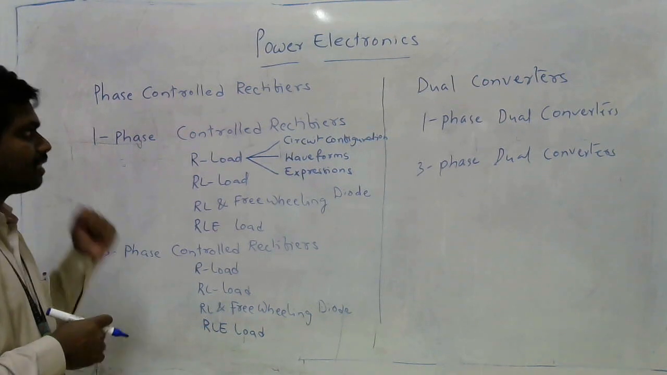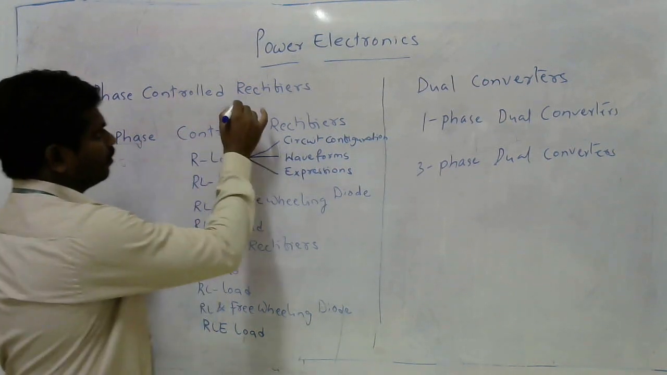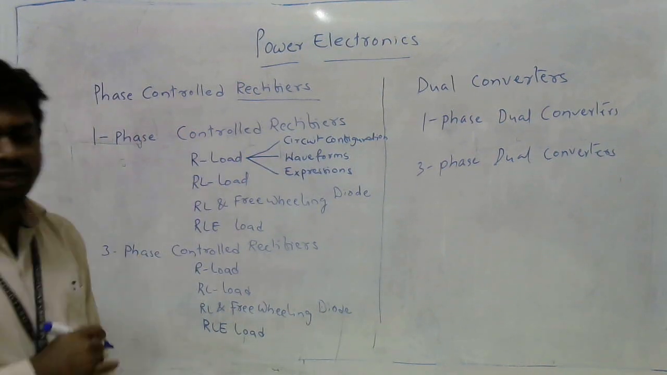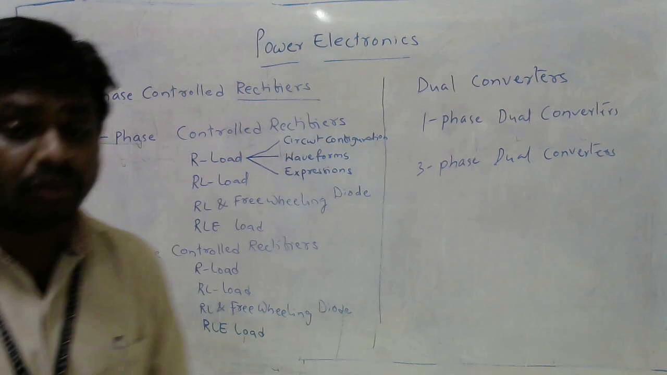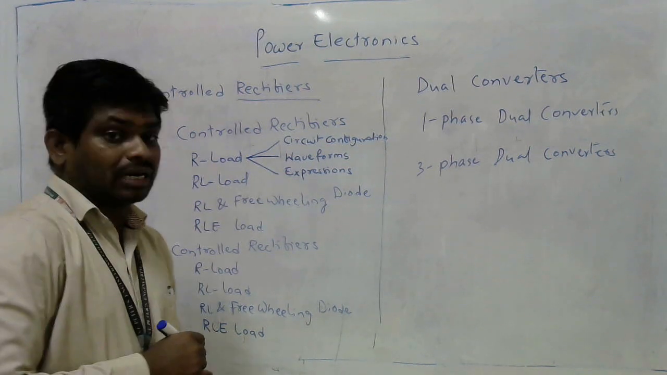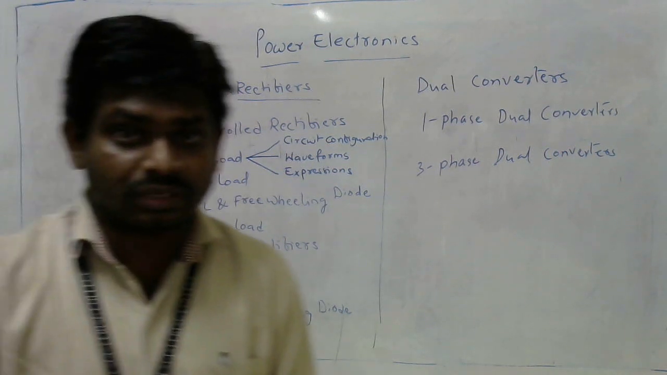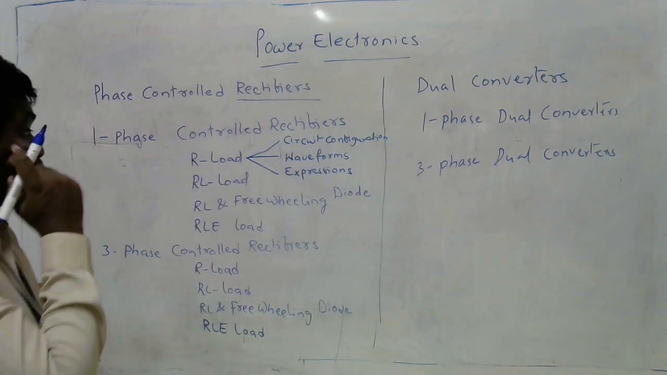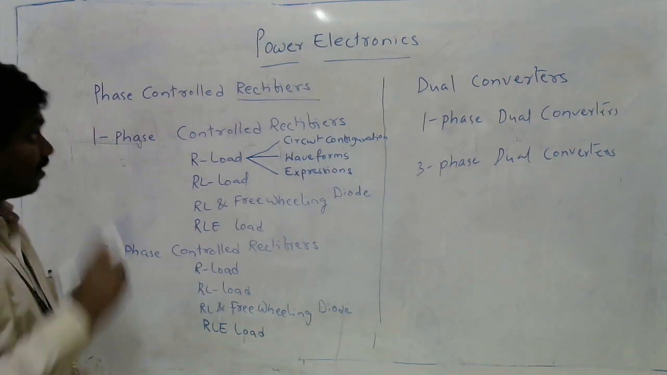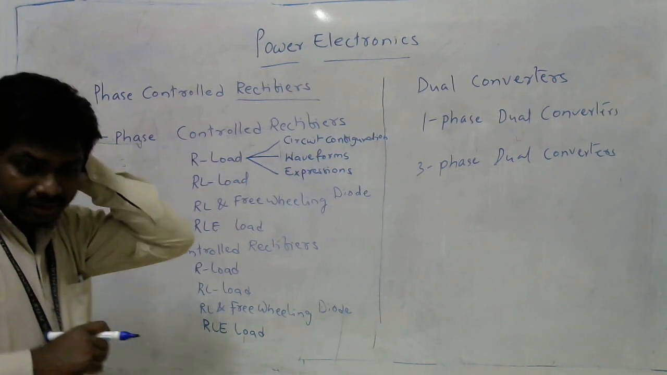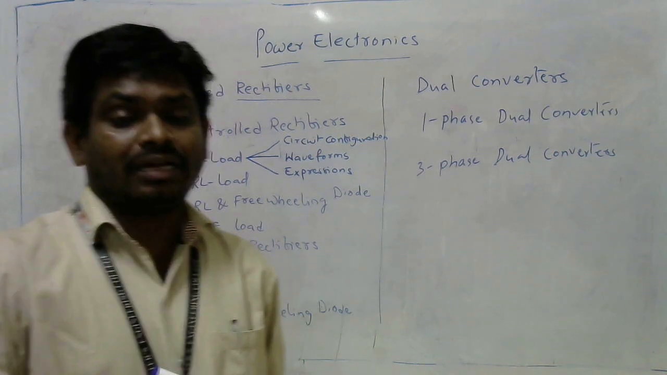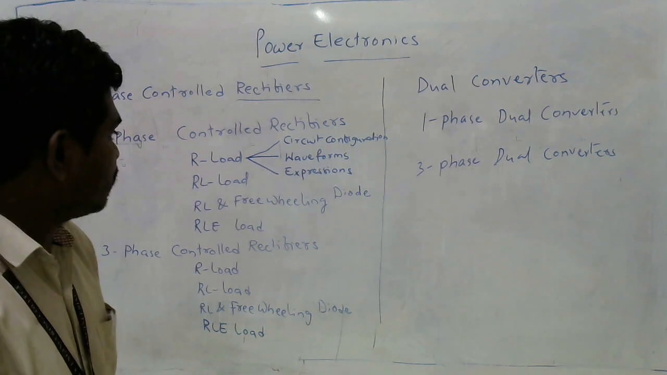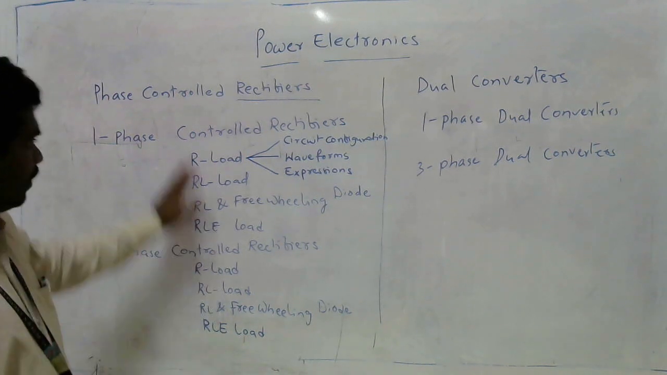And phase control rectifier, what does it mean? A rectifier is a power electronic configuration, a power processing unit, which we use to convert AC electrical energy into DC electrical energy. The applications of these rectifiers are more in DC drives. In DC drives, we are going to use this type of control rectifiers, and we'll see these one by one.